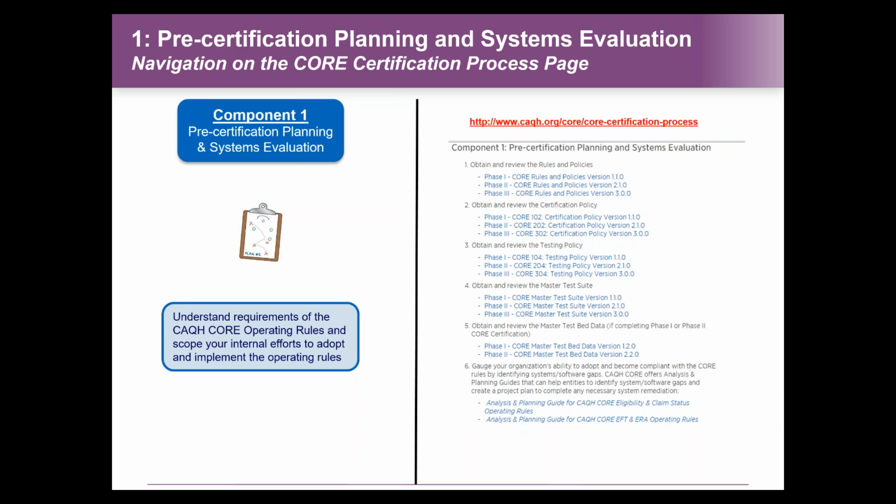More specifically, item number 6, the Analysis and Planning Guide, is an excellent resource that organizations can use to create a project plan to complete any necessary remediations for any identified systems or software gaps. I'd also like to point out that all of these resources are made available for free.